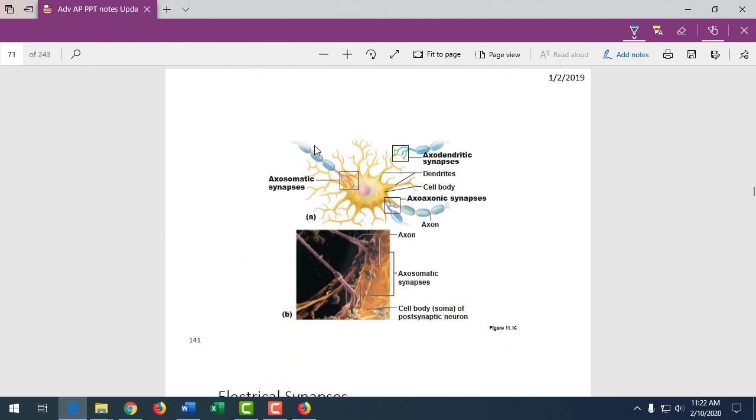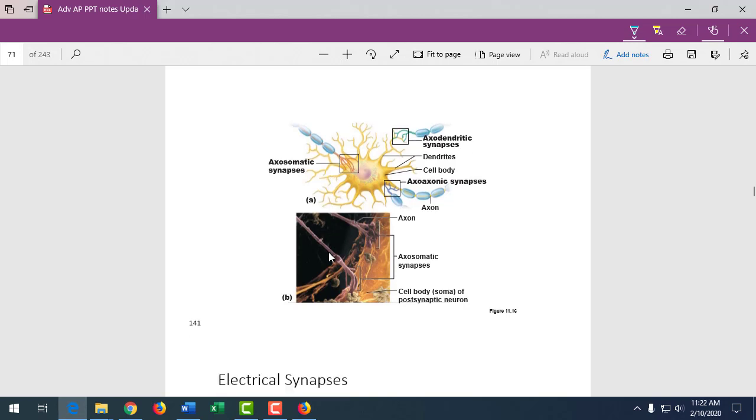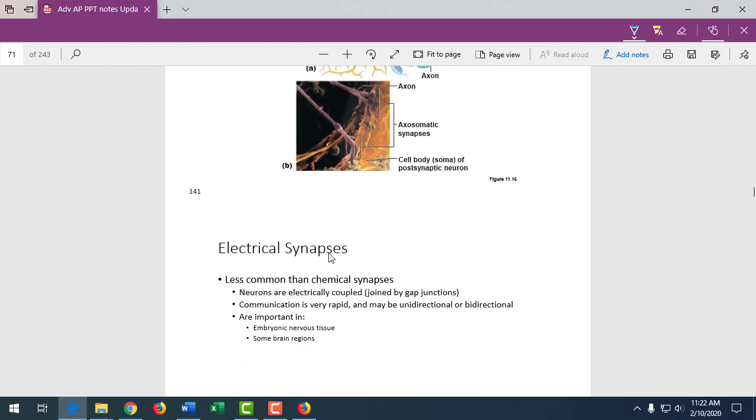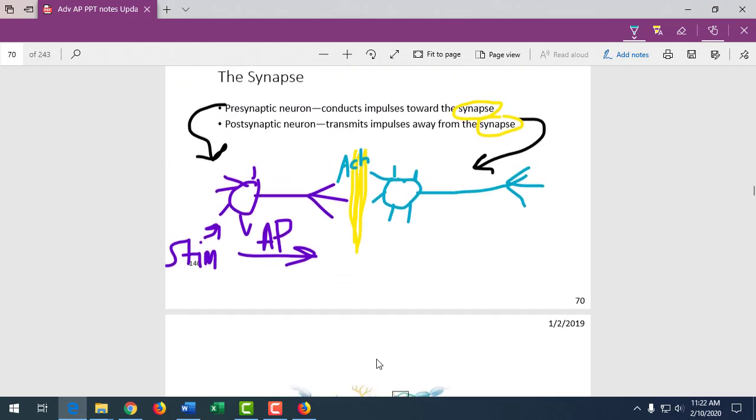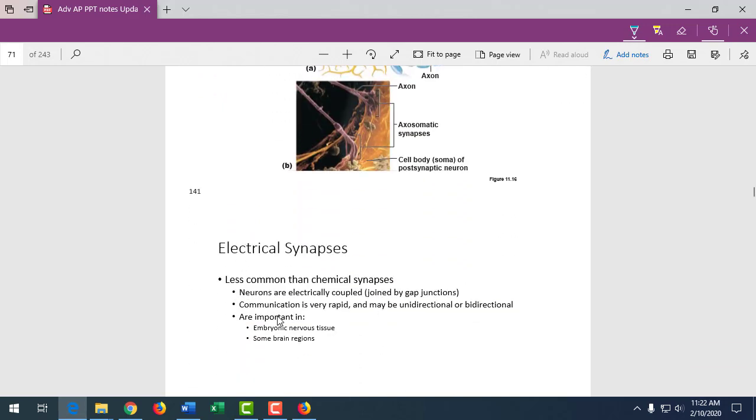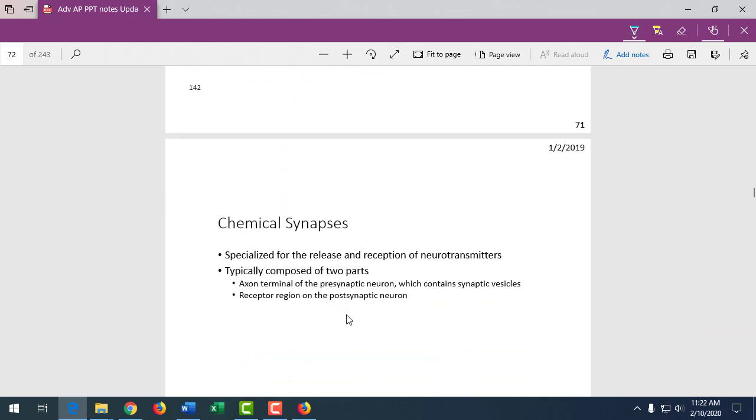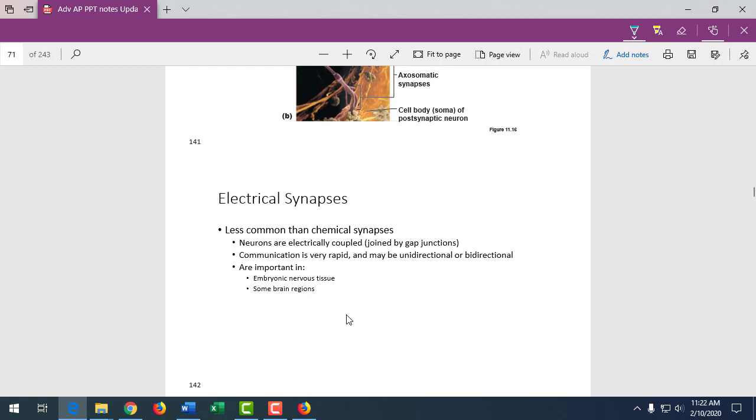So, like I said, it's not always linear. We have different types of synapses. Again, a synapse is just the space between two neurons. The most common are chemical synapses, where there's a chemical being released. In this case, we see that here. But some are electrical, which means the two neurons are connected by gap junctions.